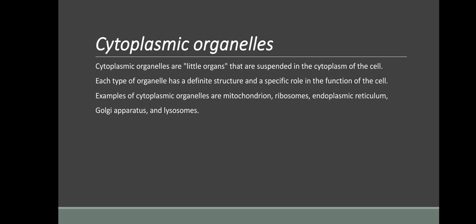Cytoplasmic organelles. These are little organs which are suspended in the cytoplasm of the cell. Each type of organelle has a definite structure and a specific role in the function of the cell. Examples of cytoplasmic organelles are mitochondrion, ribosomes, endoplasmic reticulum or ER, Golgi apparatus, and lysosomes.